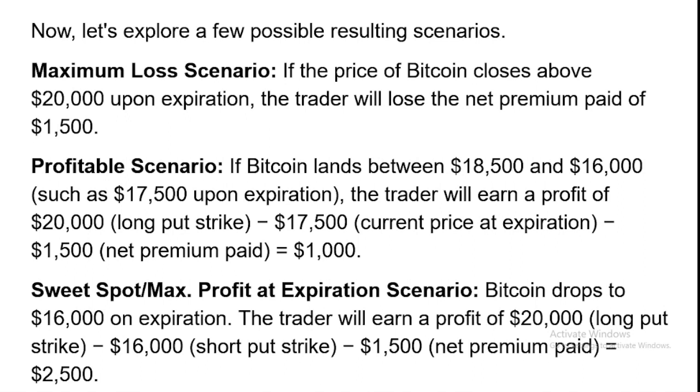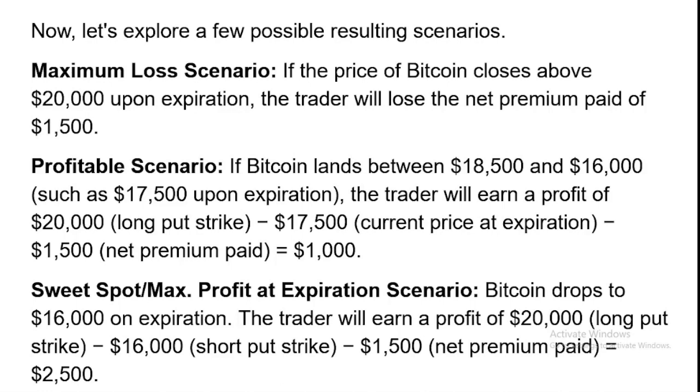So maximum loss scenario: if the price of Bitcoin closes above 20,000 upon expiration, the trader will lose a net premium paid of $1,500. So profitable scenario: if Bitcoin lands between $18,500 and $16,000, such as $17,500 upon expiration, the trader will earn a profit of $20,000. So it's long put strike minus $17,500 as current price at expiration minus $1,500 as net premium paid equals $1,000.